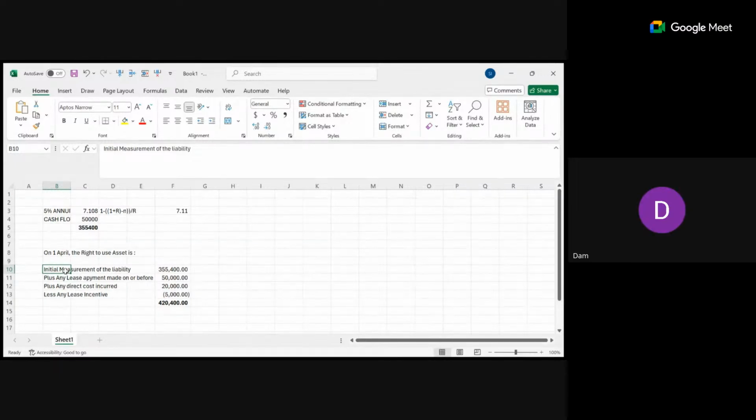So basically, sir, the lease liability is 355,400, while the right of use asset is 420,400. Yes, you get it.